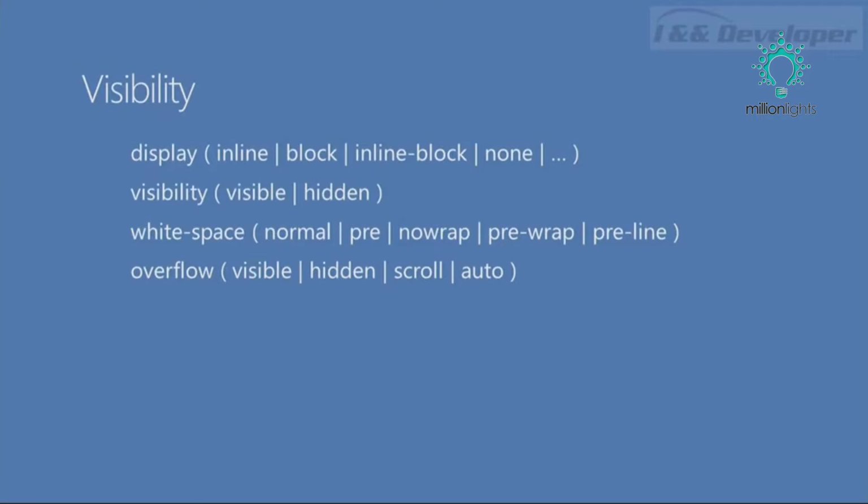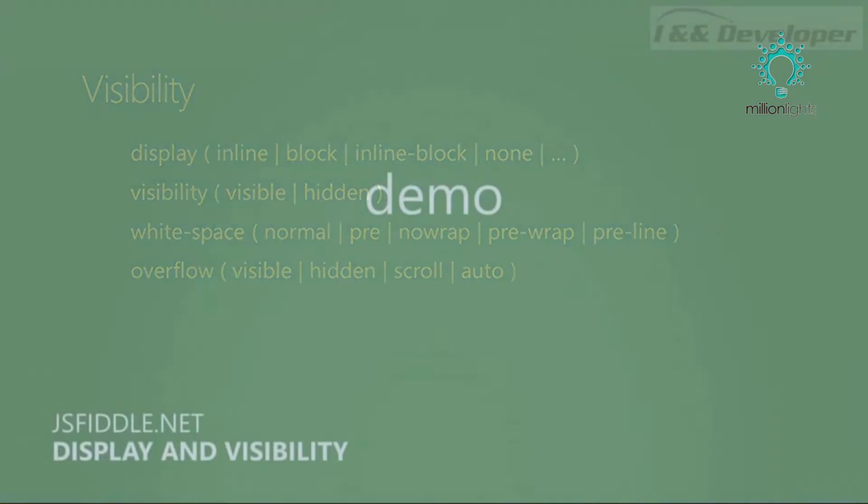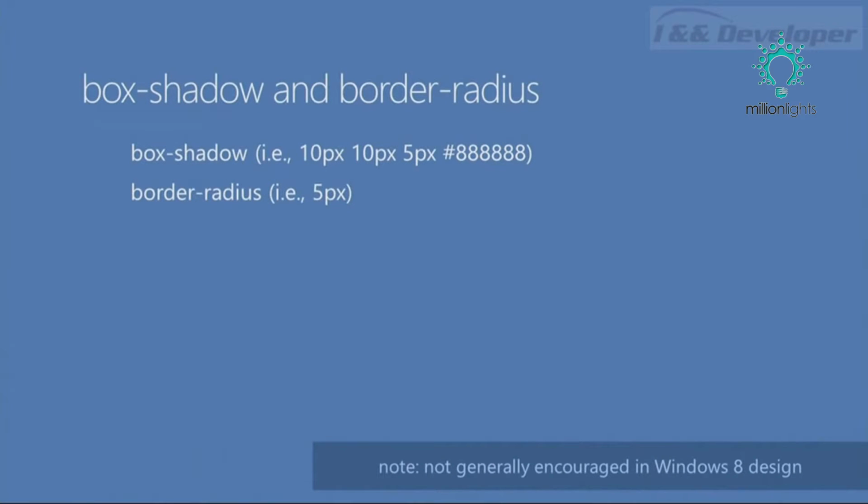And also a really important concept in Windows 8 development is overflow, what to do with the text that falls out of our text box. And you can specify that you just want to chop it off by specifying hidden, or you want to automatically or manually scroll that content. And we use that a lot in Windows 8 development. So that visibility is controlled for us. Finally, we've got control over the box shadow, much like the text shadow that you were showing us.